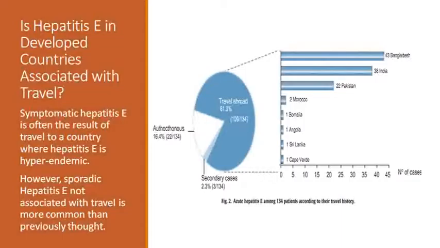In other countries, this proportion could be different. For example, in the United States, the proportion is approximately 60% locally acquired hepatitis E, and approximately 40% is imported. It really depends how often people travel in those countries and what their destinations are.